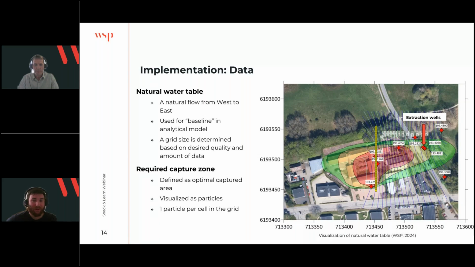So we will determine a grid size for the model, and that is determined based on the desired quality of the model and the amount of data we have available. So we have to determine the required capture zone. Here it's shown as the yellow particles. So that is defined as what we need to capture. And one particle is placed inside of each one of the cells along the line of the required capture zone. So then the optimal scenario can be found, and it will be found as the lowest pump rate to capture all of the placed particles along the capture radius.